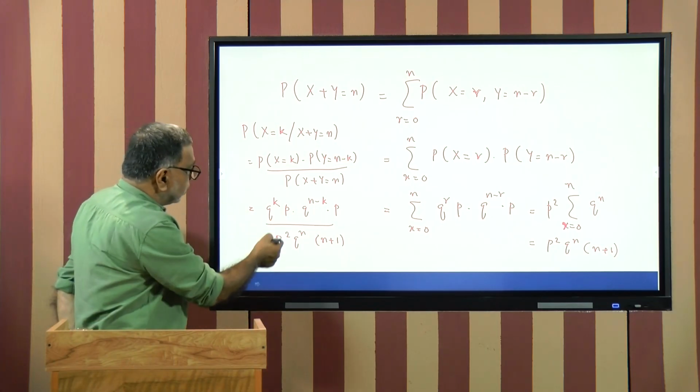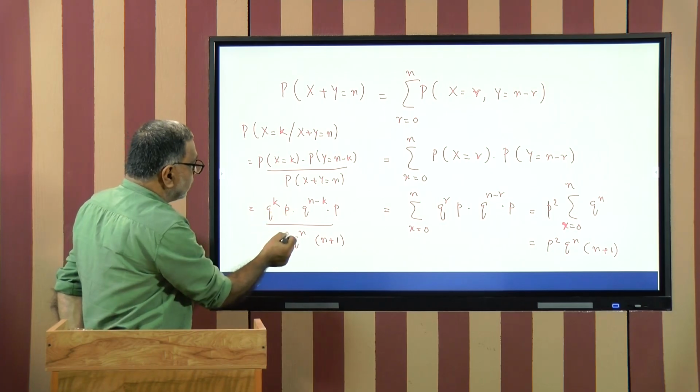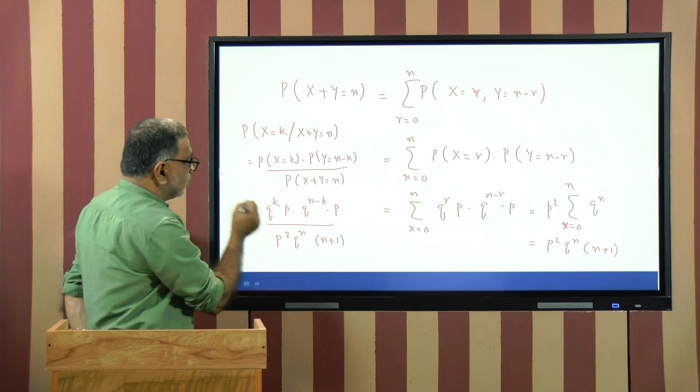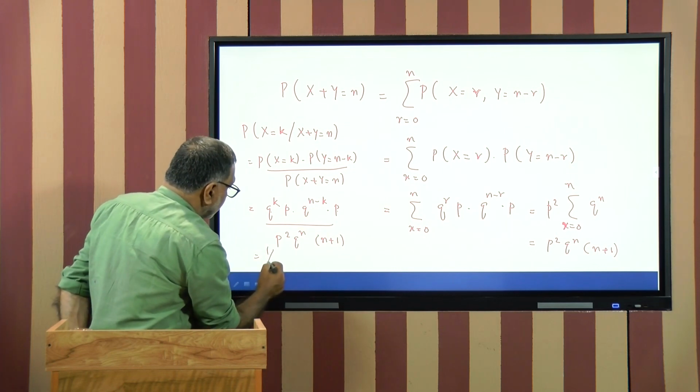You look at the numerator and denominator: q power k and q power n minus k cancel with the q power n, p and p cancel, p square cancels. So, the remaining factor is 1 divided by n plus 1.